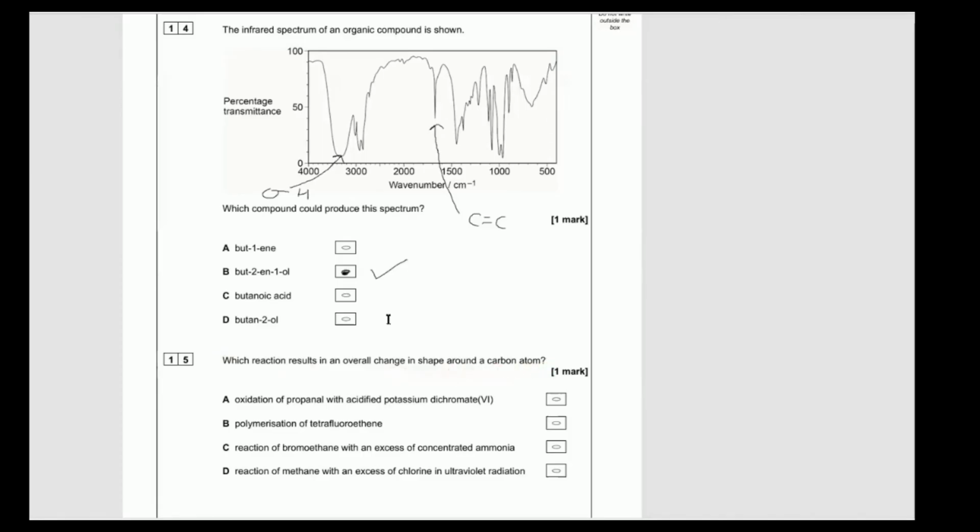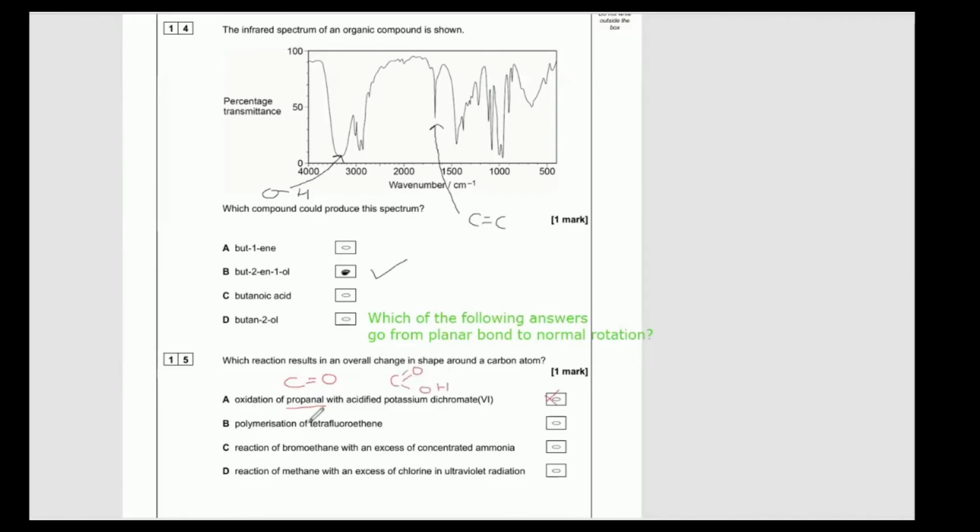Which reaction results in an overall change in the shape around a carbon atom? What you're looking for here, what's going to involve a change around the shape of a carbon atom? Anything with a carbonyl bond, a C double bond O, or anything with an alkene that is got rid of from reactant to product, or from product to reactant changes, you get vice versa. Basically, you go from a planar bond to normal rotation. There's no rotation around these C=O bonds.